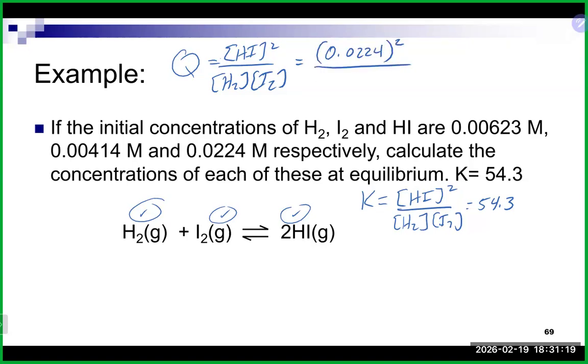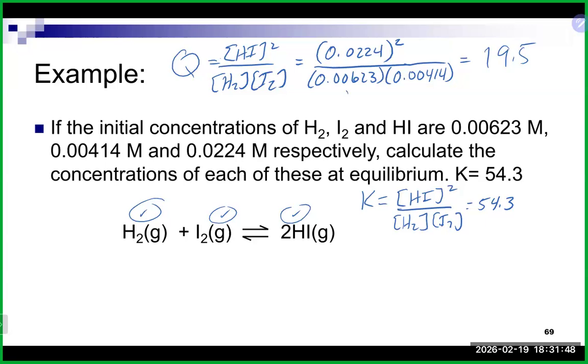Divided by 0.00623 times it by 0.00414, and that will give us our Q value here. That's going to be 0.0224 squared divided by 0.00623, divided by 0.00414. Going to get us about a 19.5 for our Q value.